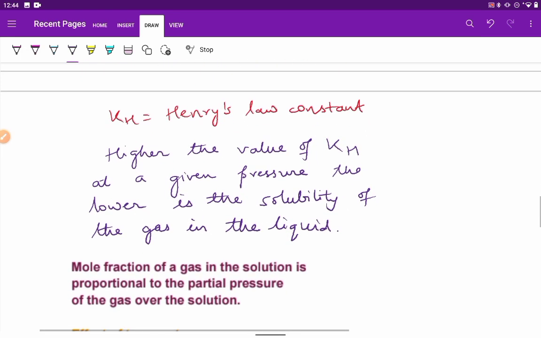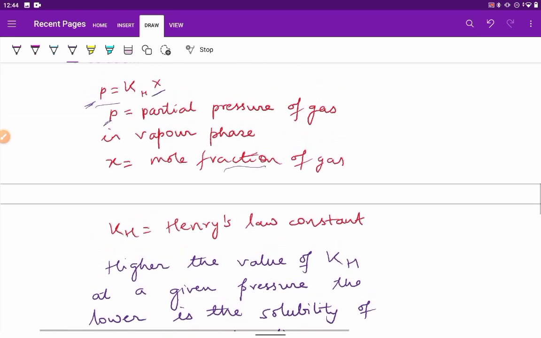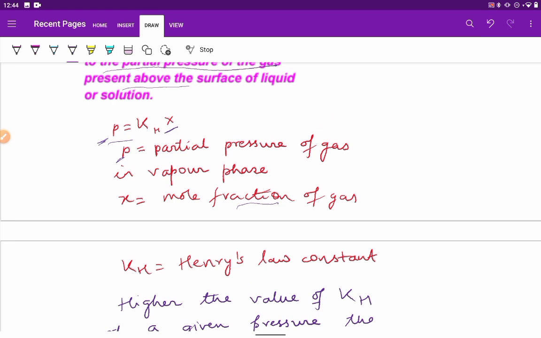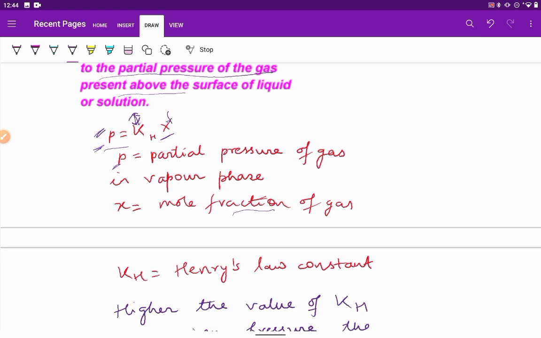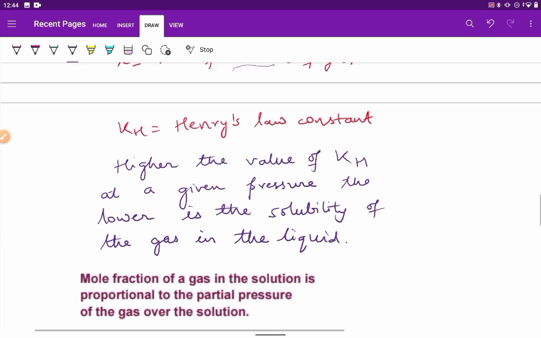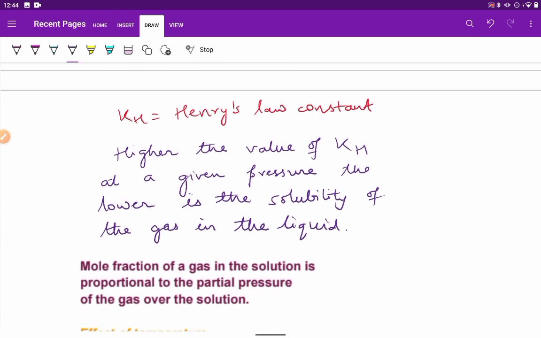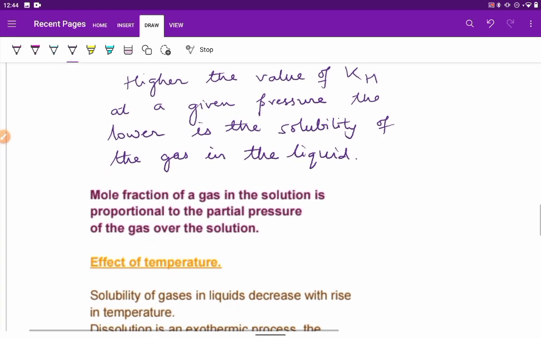Higher the value of Kh, lower is the solubility, because from this you see Kh is equal to P by X. So when Kh is more, keeping P constant, if you increase Kh, X will decrease. X means mole fraction of gas in solution. When Kh increases, mole fraction of gas in solution decreases, meaning solubility decreases. So higher the value of Kh at a given pressure, lower is the solubility of the gas in the liquid.